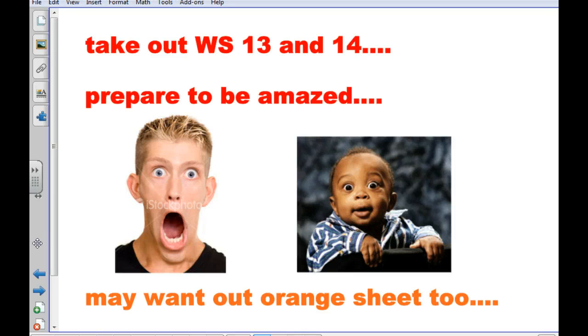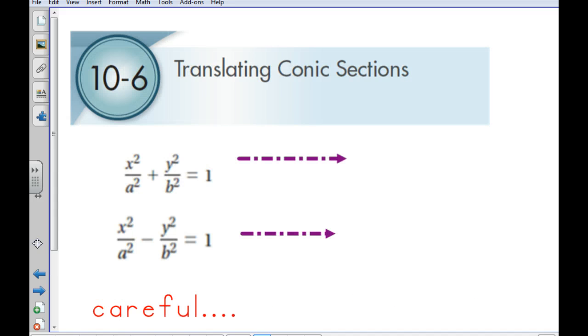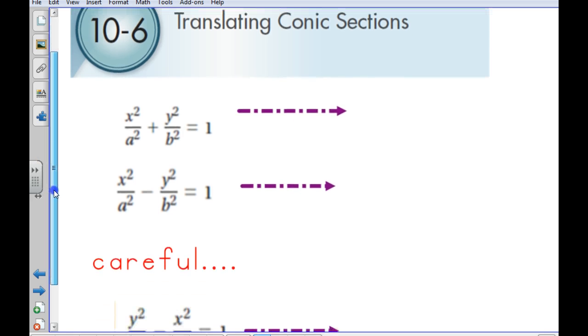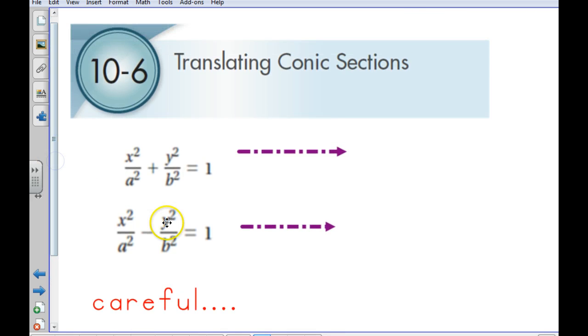All right, here we go. This is going to be the lesson on translating conic sections. All right. What we did yesterday and the day before and the day before that was graph all this kind of stuff. What is this first one graph as? As an ellipse. Thank you. It is an ellipse.